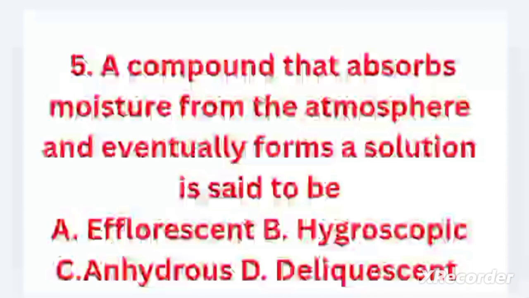Now let's talk about hygroscopic compounds. They absorb moisture but do not form a solution. Examples are H2SO4, that's sulfuric acid, and another one is quicklime, calcium oxide. Quicklime is an example of a hygroscopic substance. They don't form a solution, but they can absorb moisture from the atmosphere.